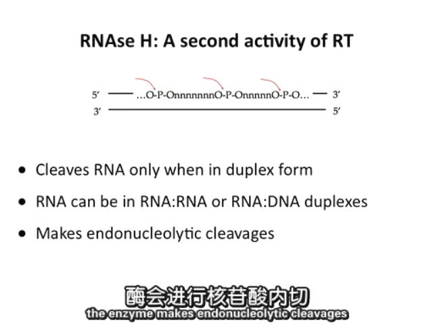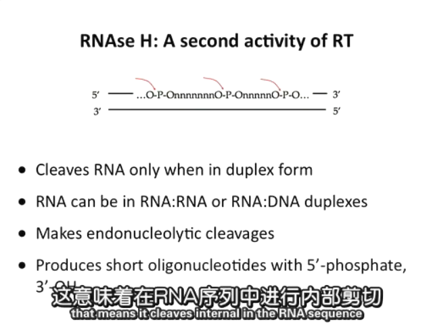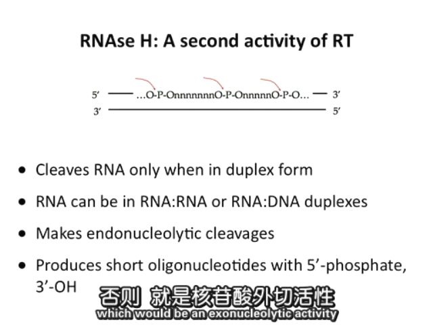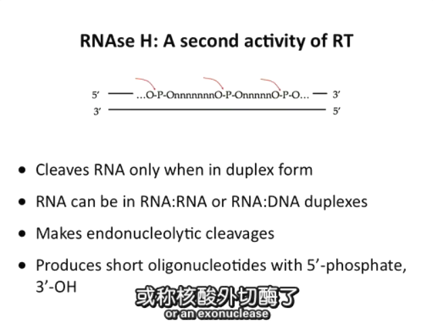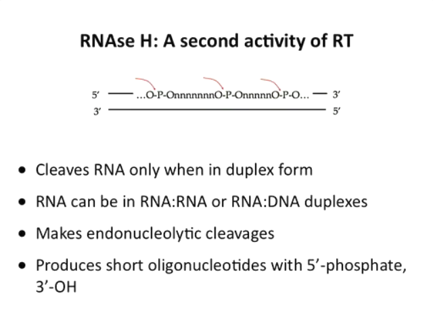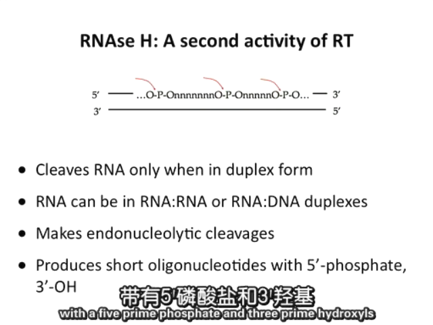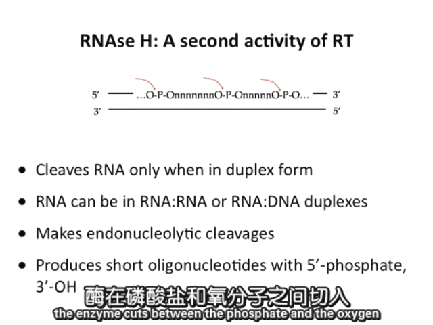The enzyme makes endonucleolytic cleavages. That means it cleaves internal in the RNA sequence, as opposed to cleaving at the ends and chewing the ends in, which would be an exonucleolytic activity or an exonuclease. The endonuclease activity produces short oligonucleotides with a 5' phosphate and 3' hydroxyls. The enzyme cuts between the phosphate and the oxygen.